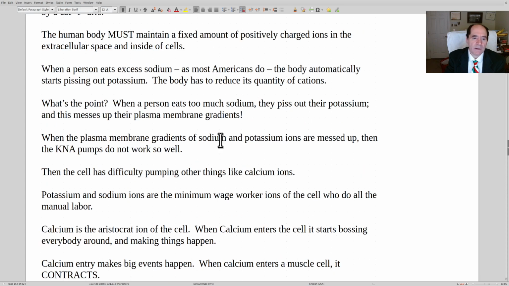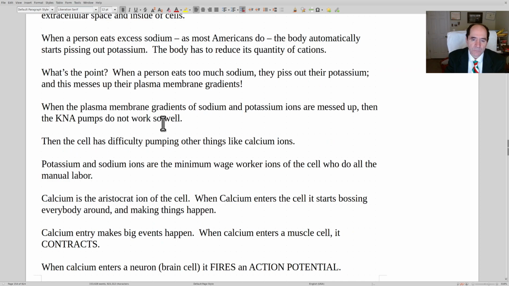Okay. Like I was saying, when a person eats too much sodium, they pee out their potassium, and this messes up their plasma membrane gradients, and then they can't pump calcium out of the cell so well. And if you have too much calcium in the cytoplasm of your vascular smooth muscle cells, they stay contracted, and you will be hypertensive. Okay, so it's vasoconstriction.